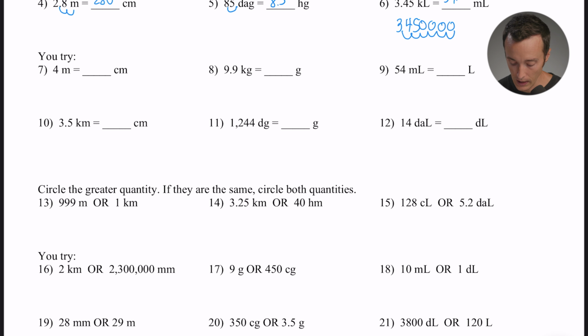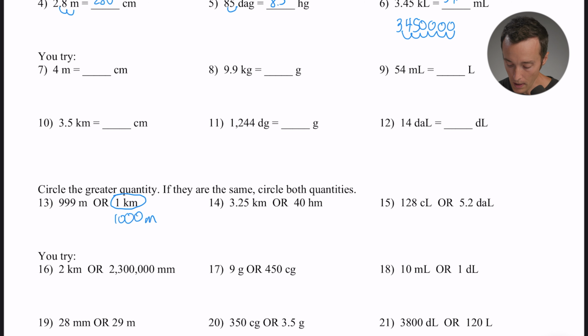Okay, assuming you've had a chance to do that, let's take a look at ones like numbers 13 through 15, and they just want you to circle the greater quantity. In other words, which one of those things is bigger? Well, what I typically would say is convert one of those measurements to the other one, and then it'll be pretty apparent which one is which. So if I wanted to, for example, compare 999 meters or 1 kilometer, which one would be bigger? Well, I know that 1 kilometer is the same as 1,000 meters. So I converted the one with kilometers into meters. Now it's pretty obvious, right? 1,000 is bigger than 999. So 1 kilometer is bigger than 999 meters.